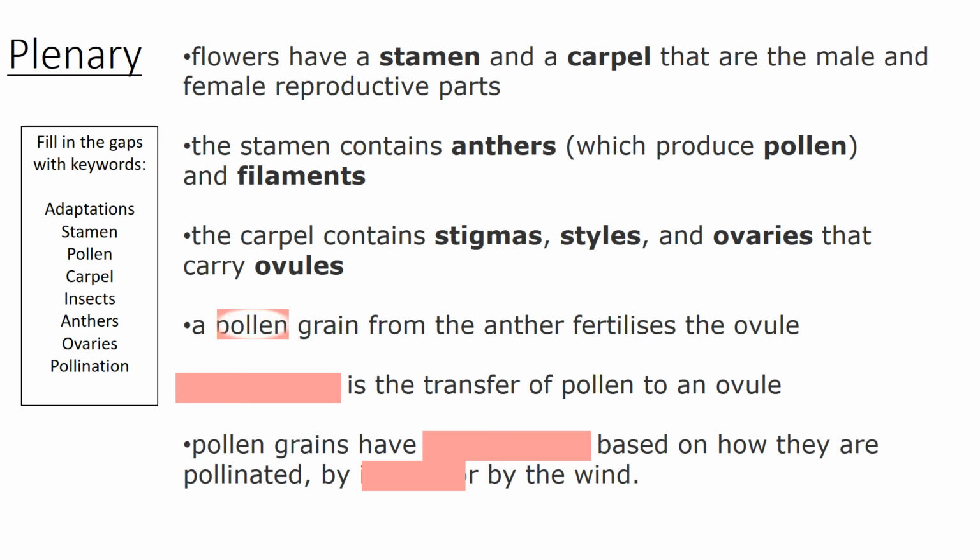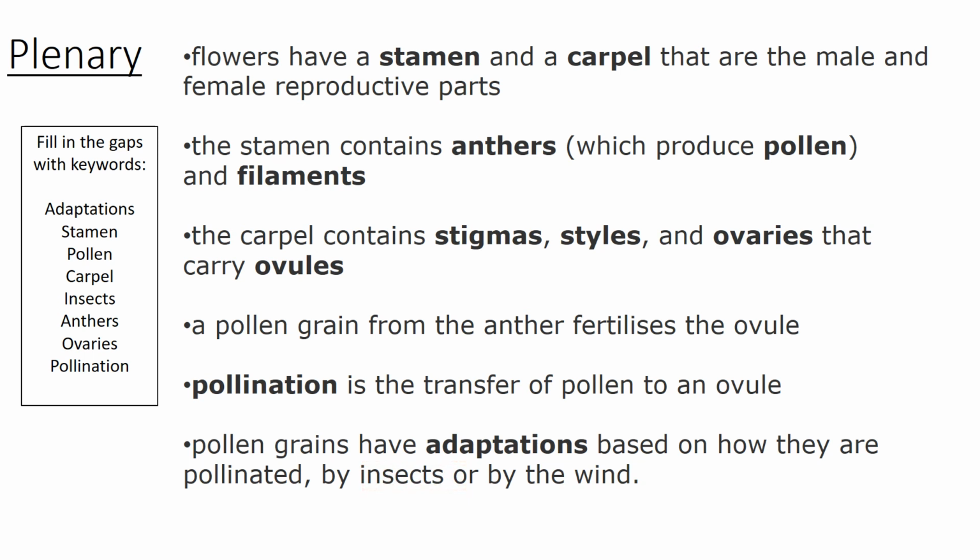A pollen grain from the anther fertilizes the ovule. Pollination is the transfer of pollen to an ovule. So the transfer of pollen from one plant to another. And then pollen grains have adaptations based on how they are pollinated by either insects or the wind.